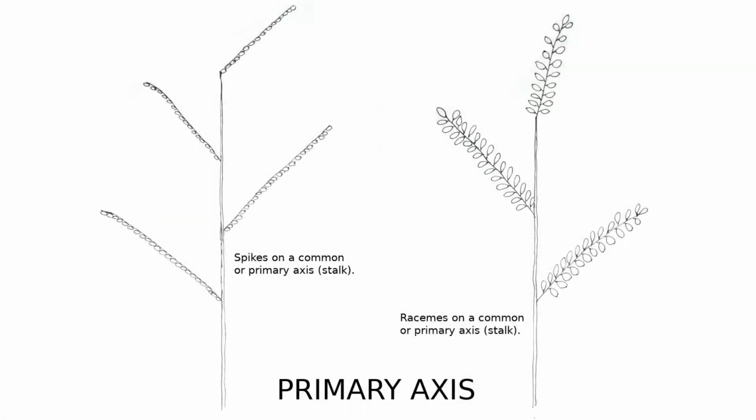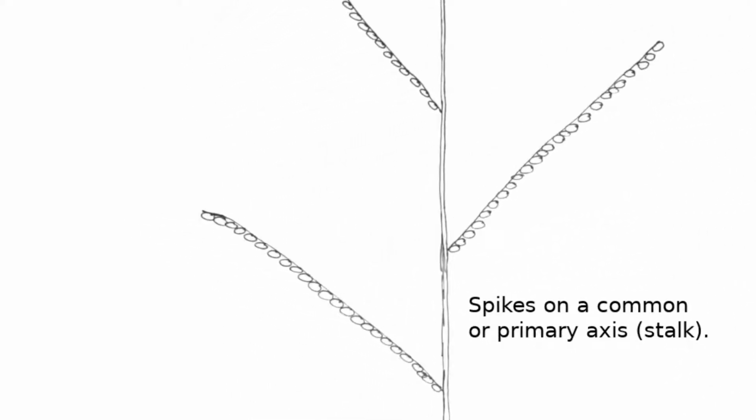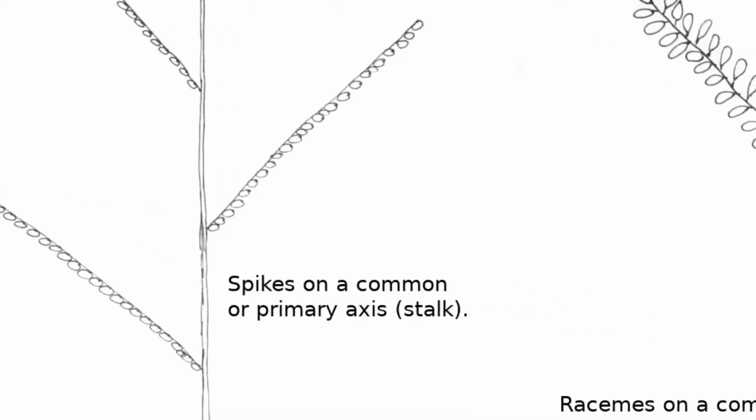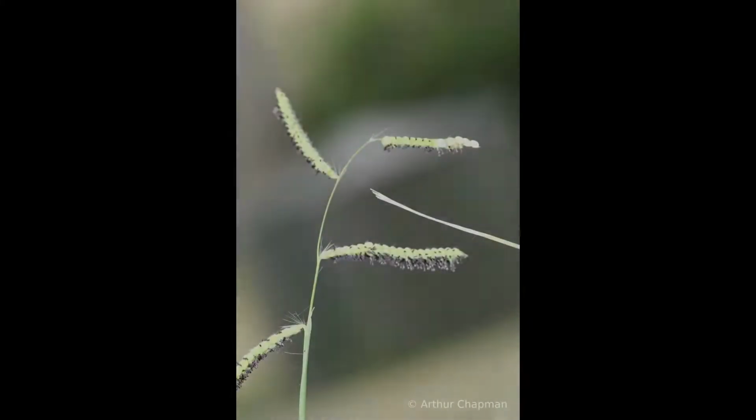Primary axis or stem of racemes. In a primary axis of racemes, there are racemes emerging from the main stem, more or less like small branches. A common example of this is paspalum.